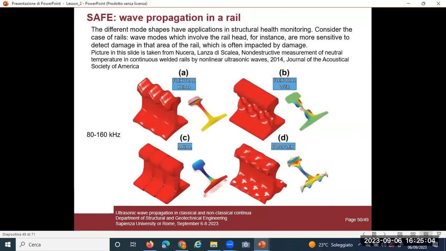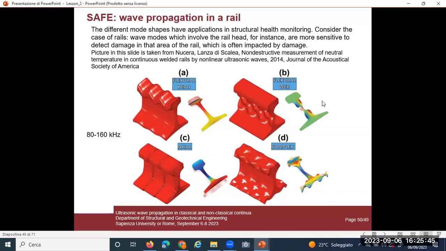Okay, what are the engineering applications of this SAFE? Why is that important? The different mode shapes have applications in structural health monitoring. This is the case of a rail. And this picture is taken from a paper by Nucera and Lanza di Scalea, published in the Journal of the Acoustical Society of America. This is a journal where they publish a lot of material about wave propagation.